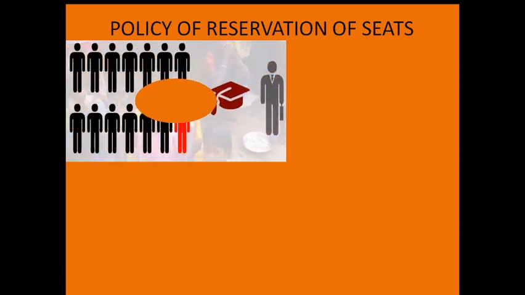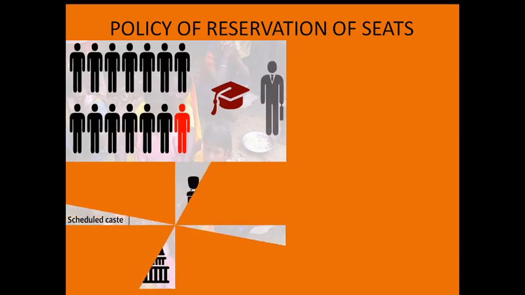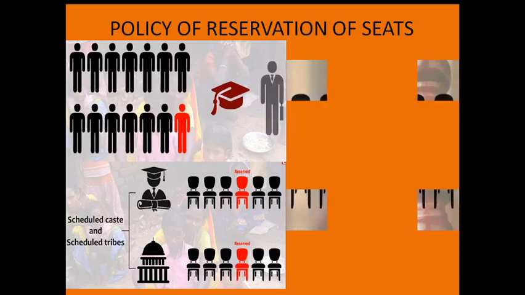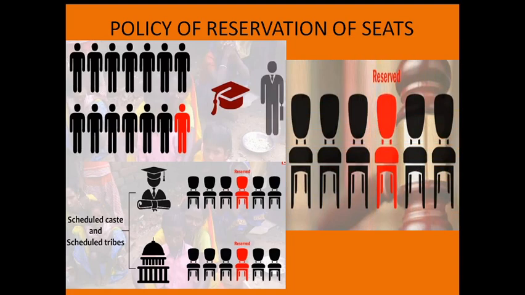Now let's see the efforts taken to reduce inequality. First, policy of reservation of seats. Reservation of seats is for those sections of a society who have been denied opportunities of education and employment over a long period of time. Some seats are reserved for scheduled castes and scheduled tribes in educational institutions and in government services. Some seats are reserved for other backward classes as well.